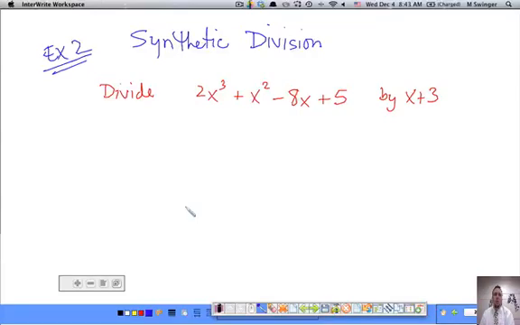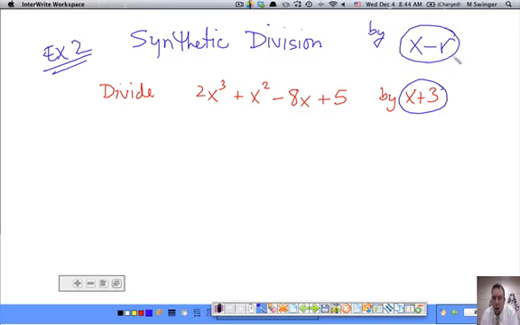Okay, example number 2. Long division was long. Synthetic division is easier, but you can only use it in certain places. Here's the places you can use it. You can divide anything by, this has to be right here, x minus r. Has to be. You can't divide by x squared plus 3, whatever, x to the 5th, doesn't matter. You can only do long division then. So the only way you can do synthetic division is if you're dividing by x minus r. Okay? Now keep this in the back of your mind here.